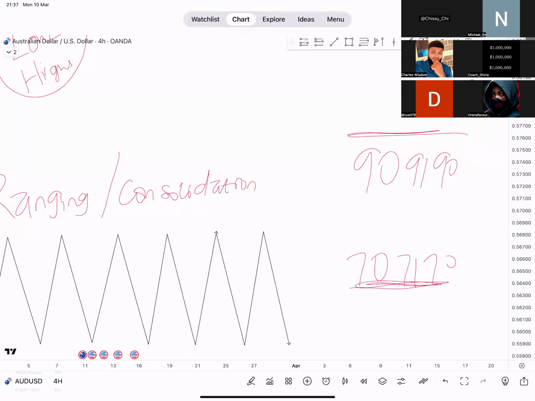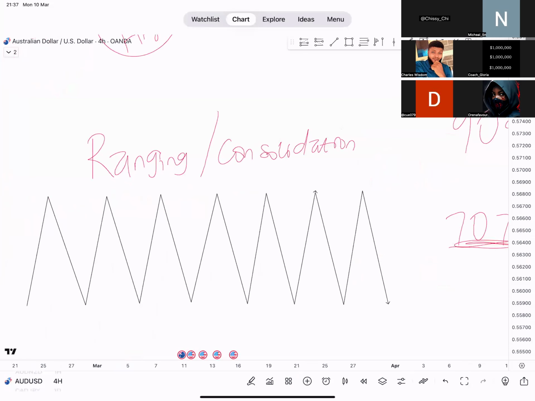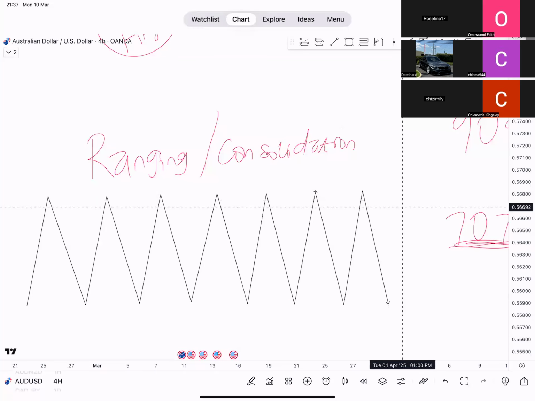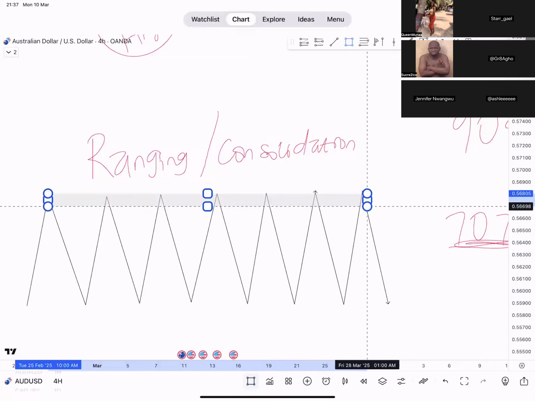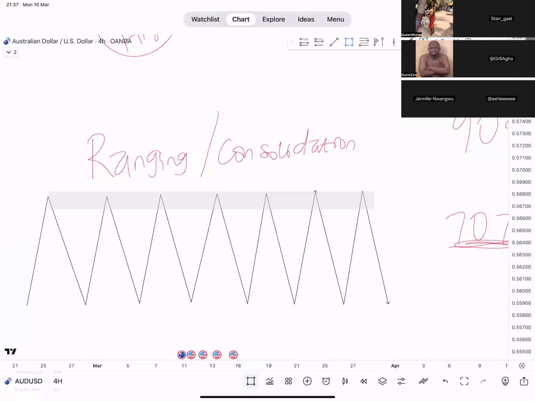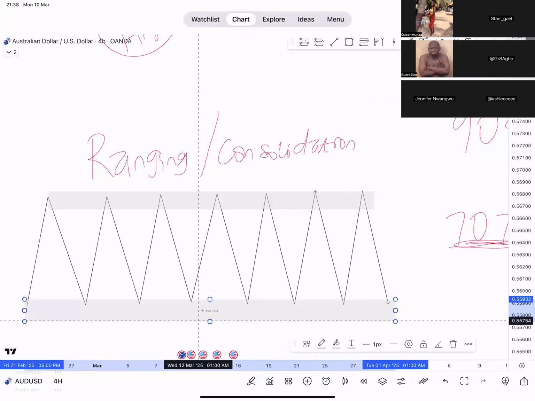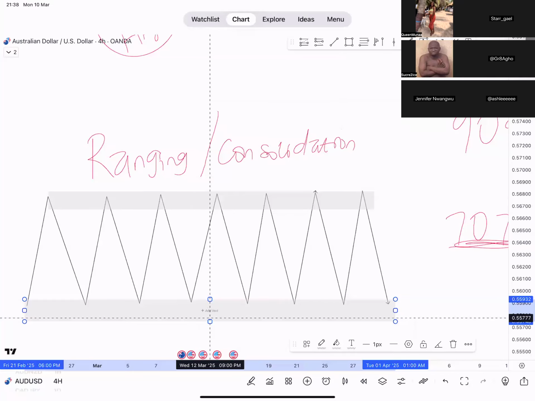Most of the time, this ranging market structure can be likened to support and resistance, just that in the case of support and resistance, it is either support or resistance. But this particular type of market structure looks like support and resistance at the same time. Every time the price gets to this point, it's rejecting. Every time the price gets to this point, it is buying.